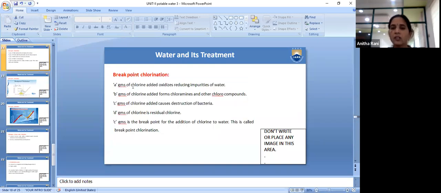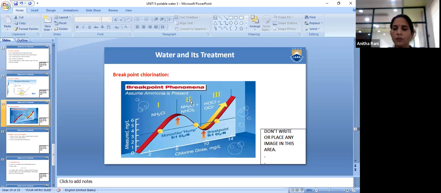So when we add A grams of chlorine, it oxidizes the reducing impurities of water. When we add B grams of chlorine, for example 2 grams, it forms chloramines and other chloro compounds. So the curve will be increasing, and it reaches maximum.